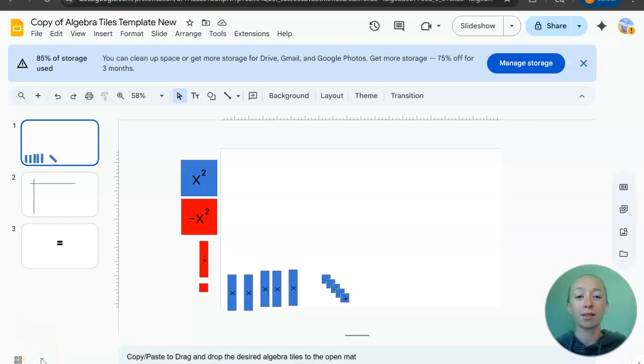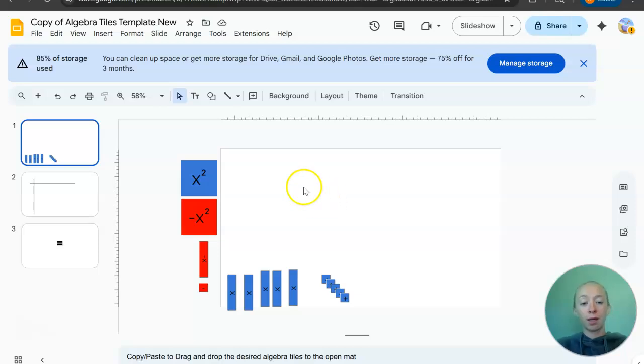Hello. For this assignment for our learning menu this week, we had to show how to use algebra tiles to solve equations. So for this one, I'm going to be showing how to solve distributive property equations while using our algebra tiles here. So for the first equation, we have 2 times parentheses x plus 4.